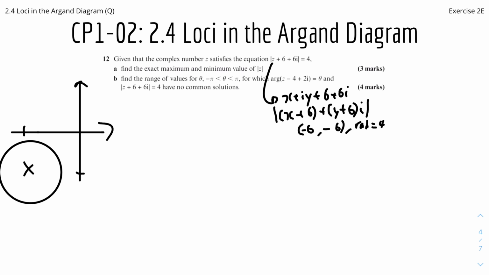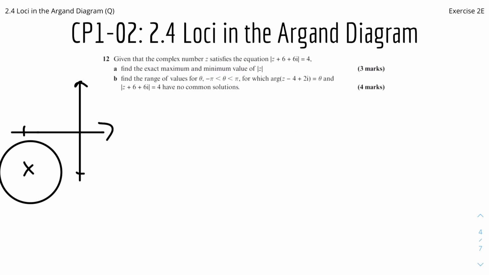As we saw just now, the maximum value is the distance from the origin to the center plus the radius, and the minimum is the distance from the center to the origin minus the radius. So we can just find this distance right here. We know that this is 6 and this is 6, right? Therefore we can find this hypotenuse, which uses the Pythagorean theorem.